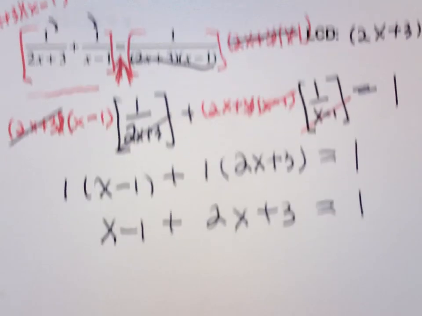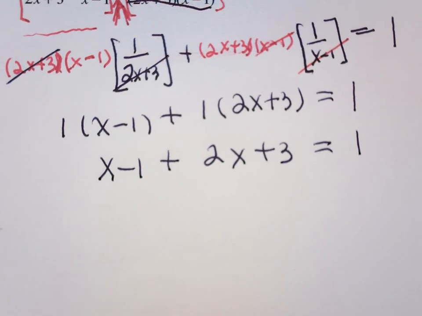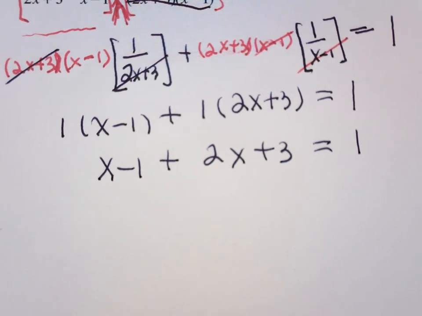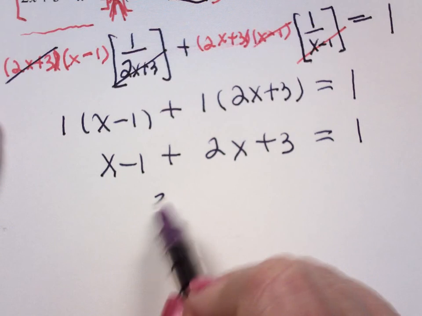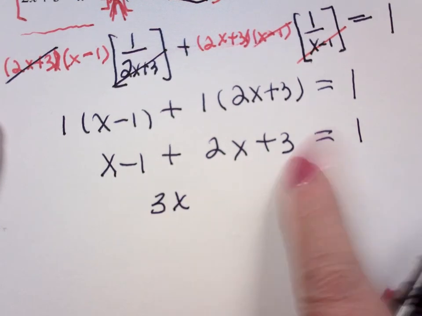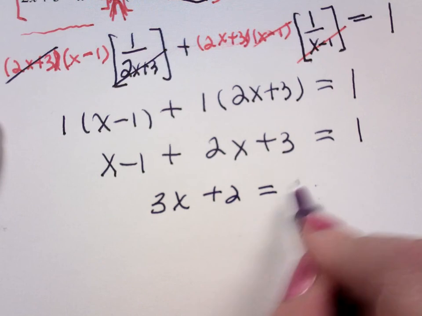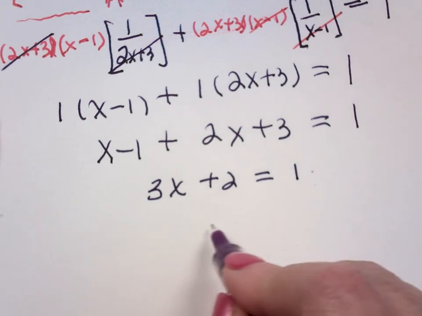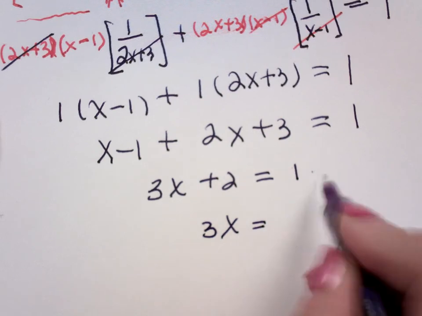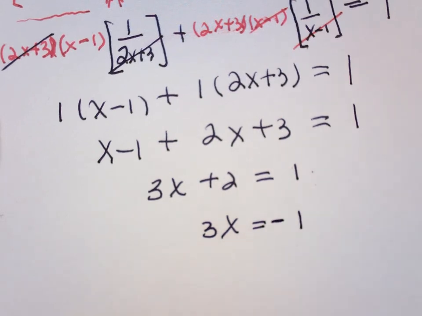For a while, I'm going to put in a lot of steps. And then after a while, I'm going to start leaving them out. So when I start leaving them out and you have a question and you say, wait a minute, how did you get that? You want to stop me and ask. So x plus 2x is 3x. Minus 1 plus 3 is plus 2 equals 1. 3x equals, subtract 2 from both sides, so x is minus 1/3.